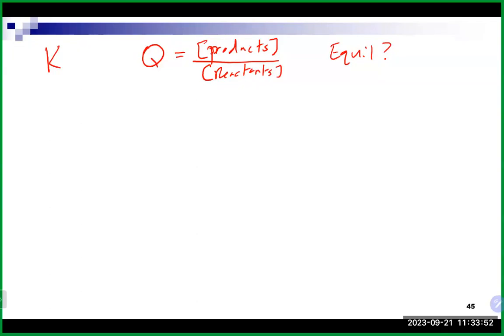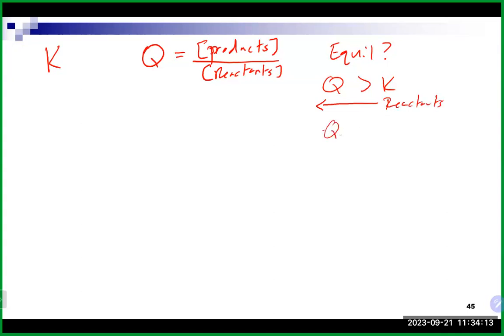Does it need to make more products? Does it need to make more reactants? And when we compare the Q to the K value, if Q is greater than the K value, it first tells you it's not at equilibrium. And making more reactants would be necessary to reach equilibrium.